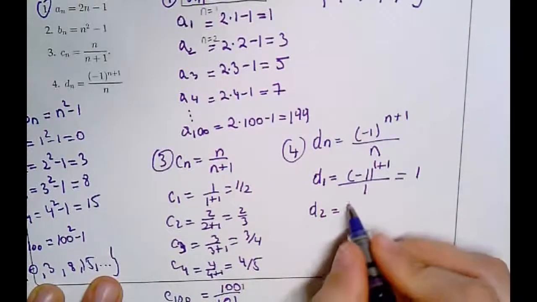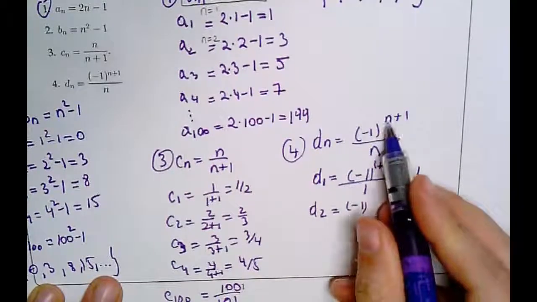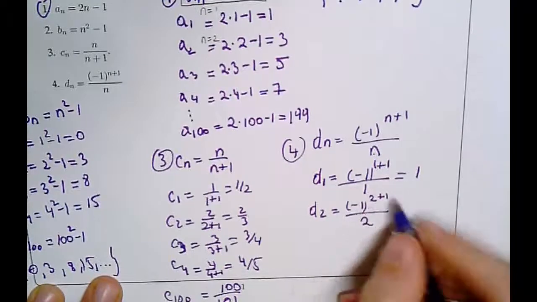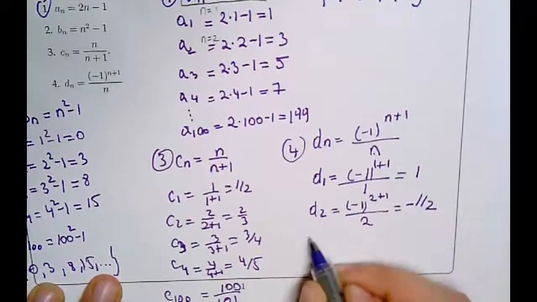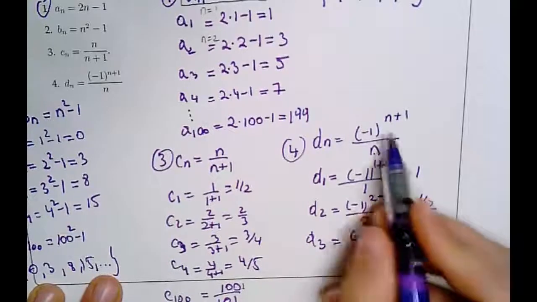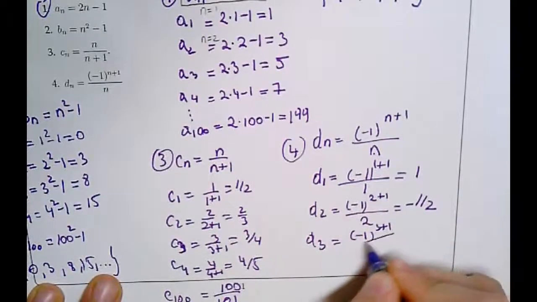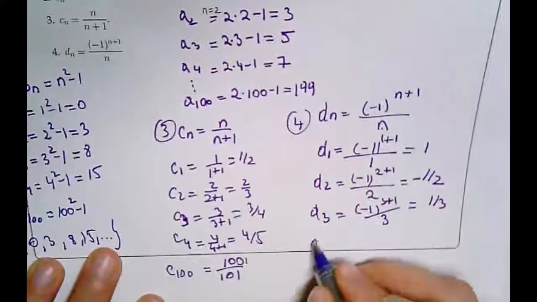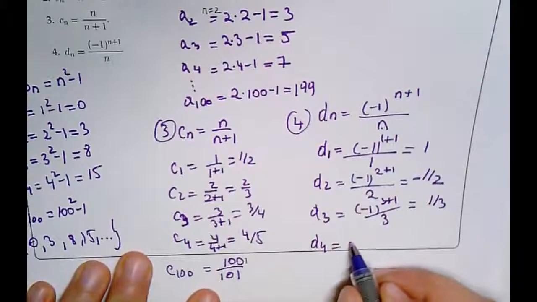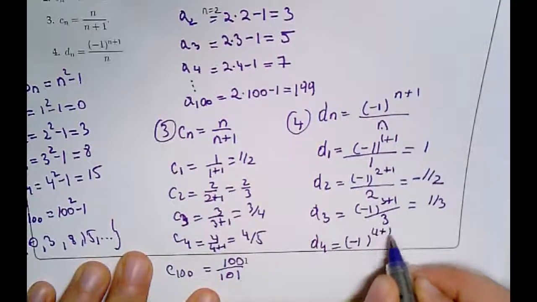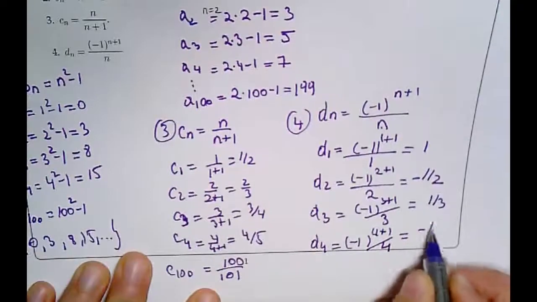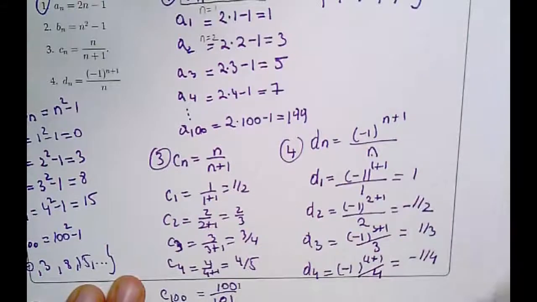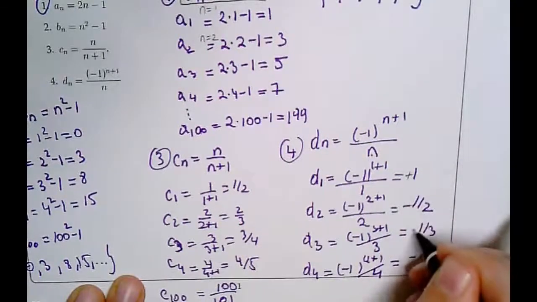d2 is going to be -1 to the 2 plus 1 over n, and n is 2, so over 2. So d2 is negative, -1/2. d3 is going to be -1 to the 3 plus 1 over n, which is 3. So this is going to be 1/3. And then d4 is going to be -1 to the 4 plus 1 over 4. So -1/4. So notice that for this one, the sign alternates. I start with the positive number and then negative, positive, and negative.